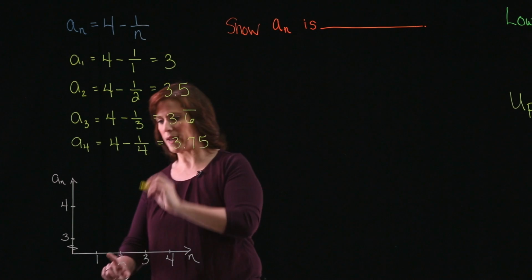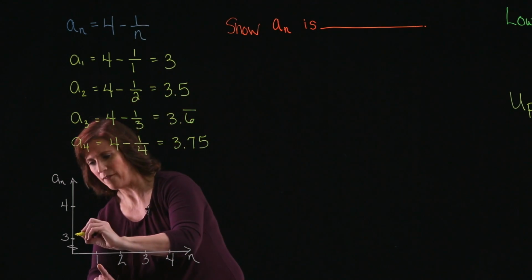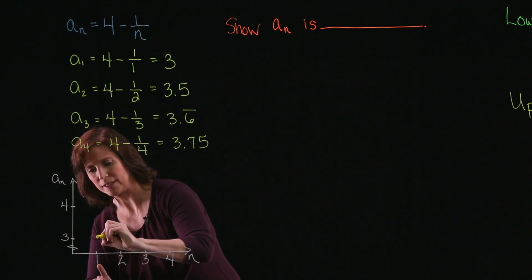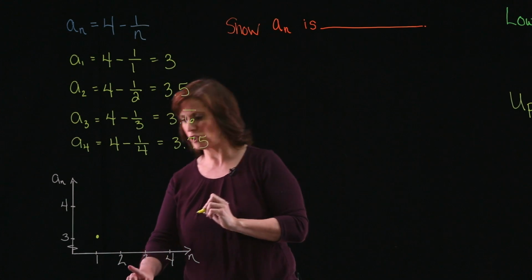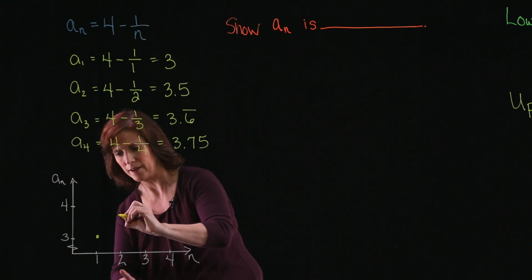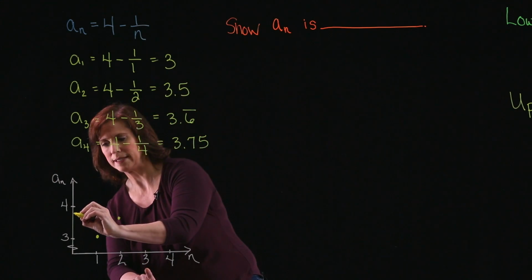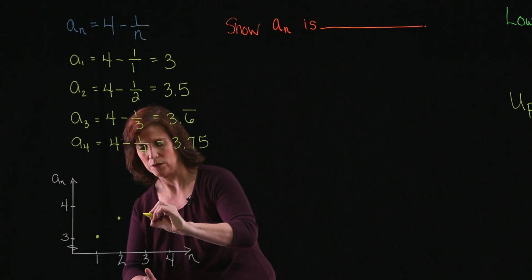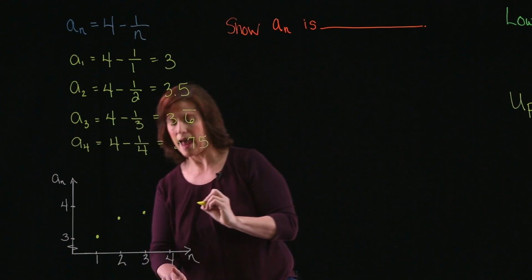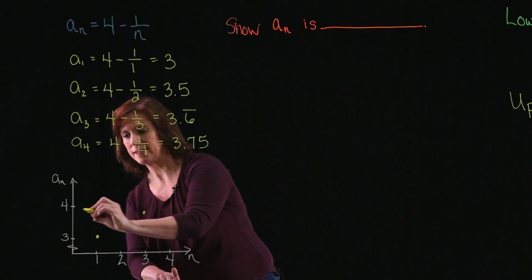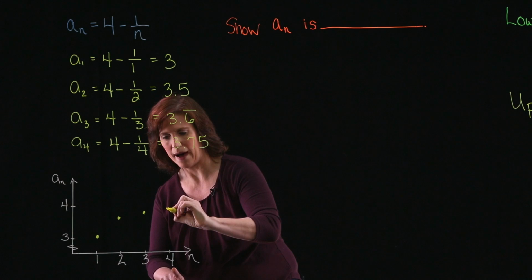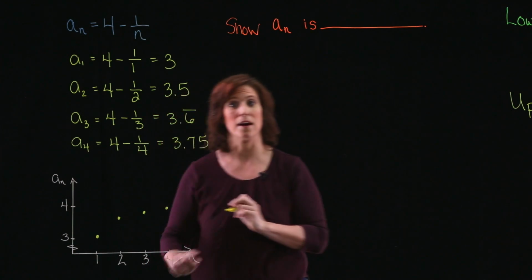All right. Why don't we plot these points on a Cartesian plane to kind of get a sense of what's happening? So when n is 1, I'm going to have an output value of 3. So that's right about here. And when n is 2, I'll be at 3.5, which is right about here. When n is 3, I'll be at 3.666 with the 6 repeating, which is right about here. And when n is 4, I'll be at 3.75, which is right about there.